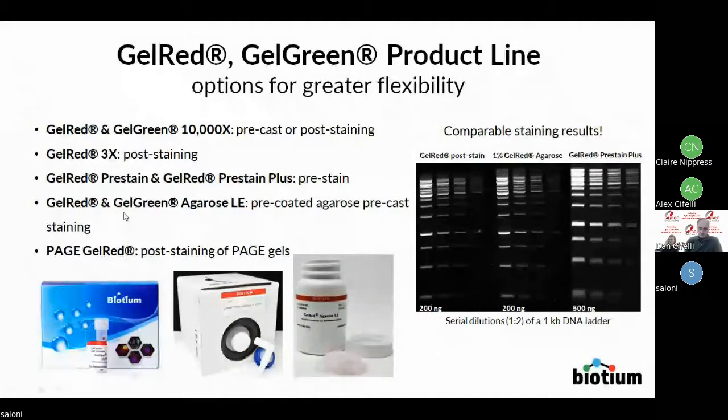We also offer both GelRed and GelGreen pre-coated on agarose, so you would just cast your gel, and there is no need to additionally add dye. And finally, for staining polyacrylamide gels or PAGE gels, we also offer another version of GelRed called PAGEGelRed. So as you can see, using all the different variants, the staining is very comparable.